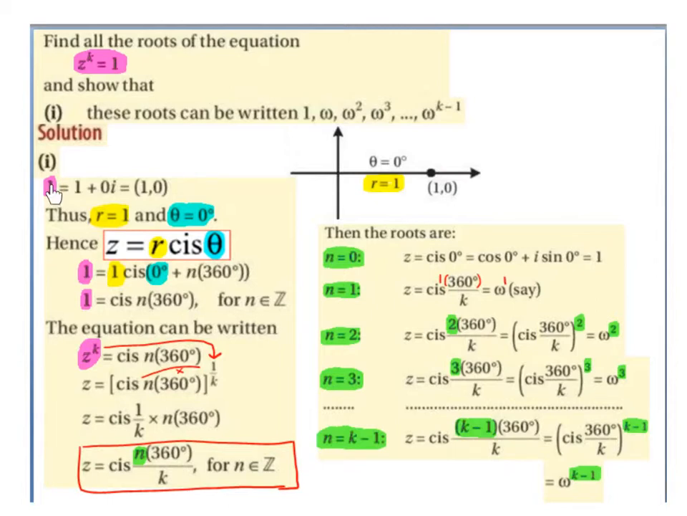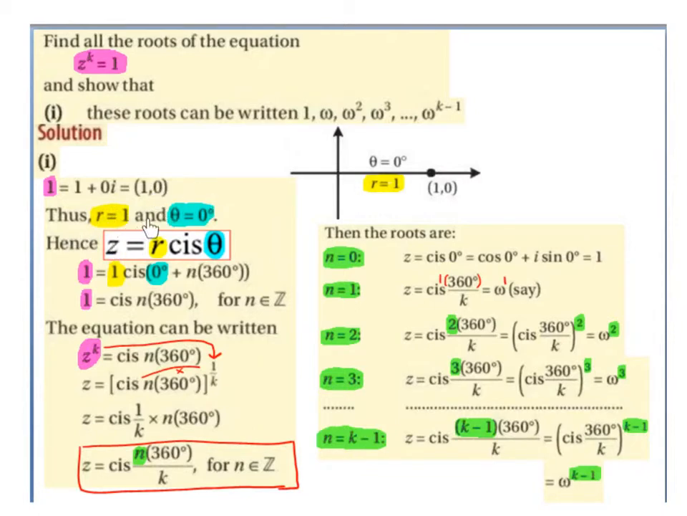So 1 is really equal to 1 plus 0i, because 1 has no i stuck onto it, so it's the real part. On our Argand diagram that would be the coordinate (1, 0). So here's our real axis, here's our imaginary axis. Here is 1 on our real axis, so this is the point (1, 0), the complex number 1. Notice that it has an angle theta of 0 degrees because it's on the positive part of the real axis, and it has a modulus of 1. So r is equal to 1 and theta is equal to 0 degrees.